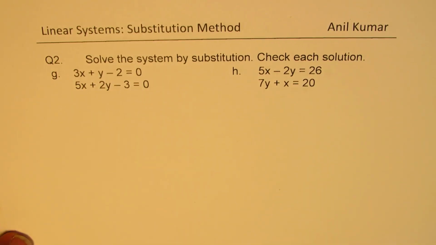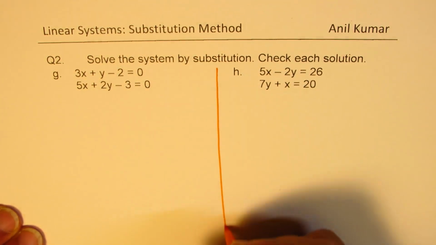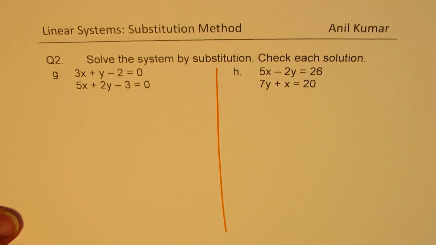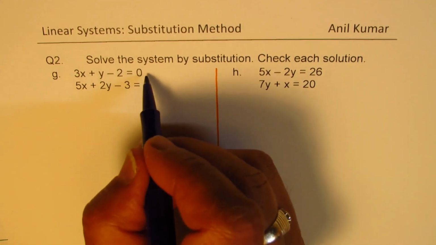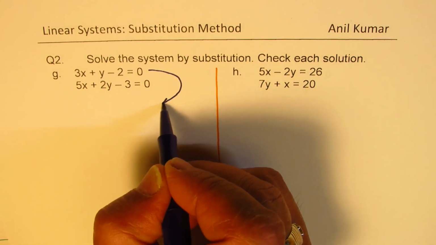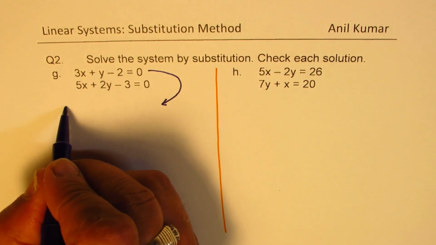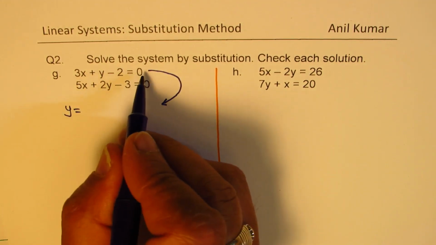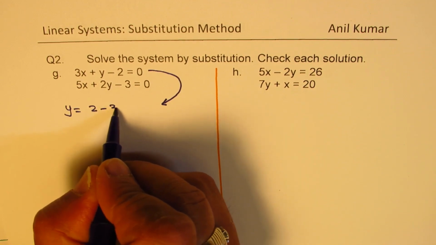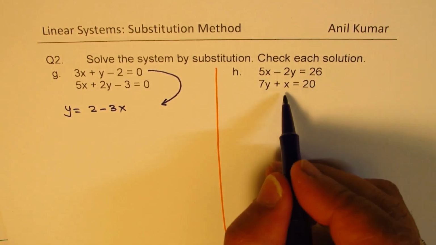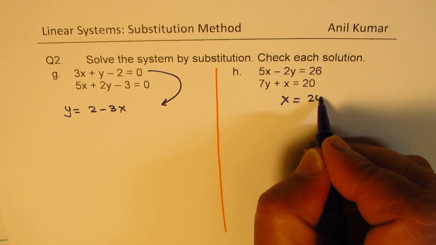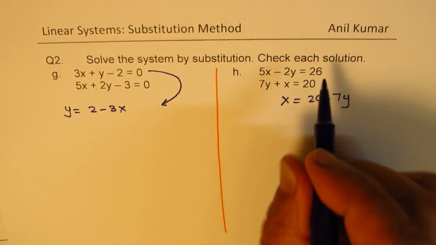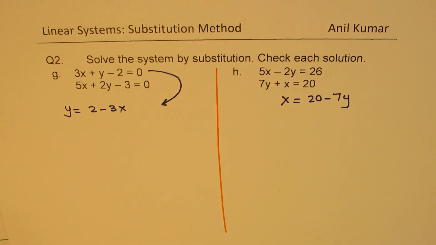Part G and H. Again, as we did last time, we need to isolate our variable, right? So you need to decide which one. I think this is better to use, correct? In this, we can write what y is. Taking other terms to the right side, y is equal to 2 minus 3x. Now in this case, x is a good option. So we can write x is equal to 20 minus 7y, correct? That is how you have to choose one of the variables, whichever is simpler.